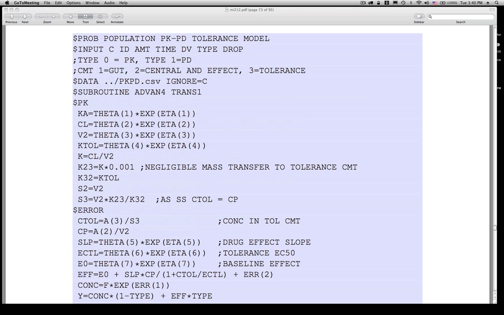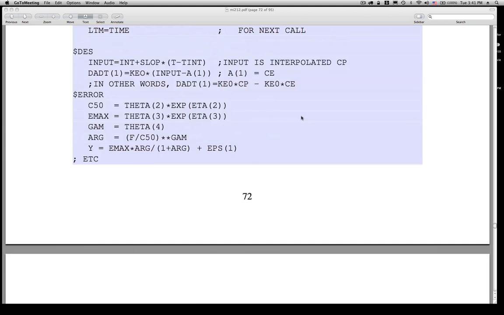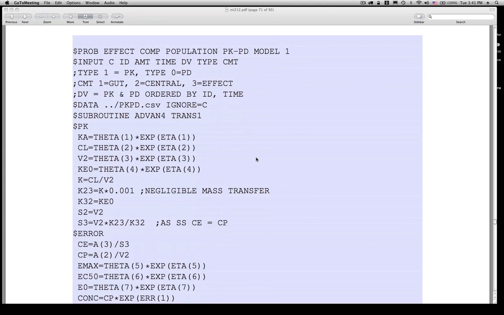So somebody's asking about explaining why we can use Advan 4. I'll spend another minute on that. I still don't understand why K32 can be used for KE0. Okay. Well, here we go. Advan 4. Let's go back to the effect compartment model. Advan 4 is used. Remember, Advan 4 is the 2-compartment model. So the required microconstants are K23, central to peripheral, and K32, peripheral back to central.